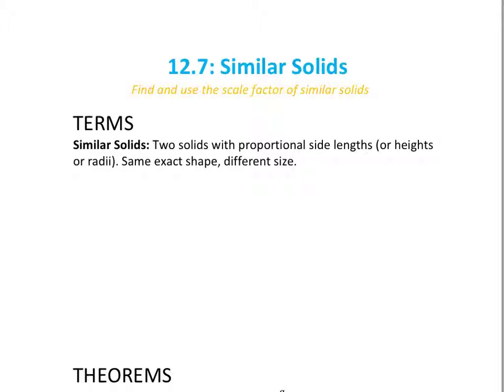So 12.7 here is just similar solids. So it's just like the last section of chapter 11. All right, we're going to use the scale factor of similar solids to find the ratio of the surface areas and the volumes. Okay, so first, similar solids, what are they?